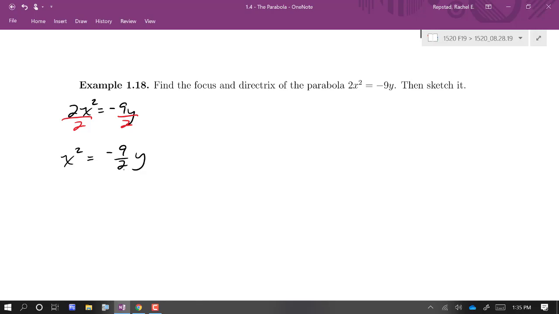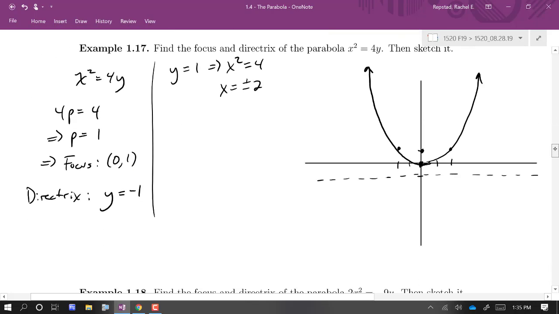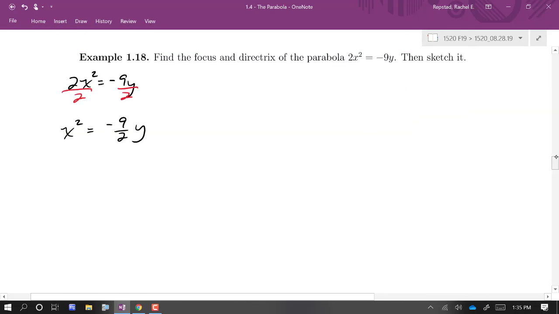It opens along the y axis, and is it up or down? Positive. Well, let's see. This one opened up. So what's p in this case? Why down? Right, this coefficient itself is negative. So if we go from that, 4p is negative 9/2, and that means that if we divide by 4, or multiply by 1/4, p is in fact negative 9/8.